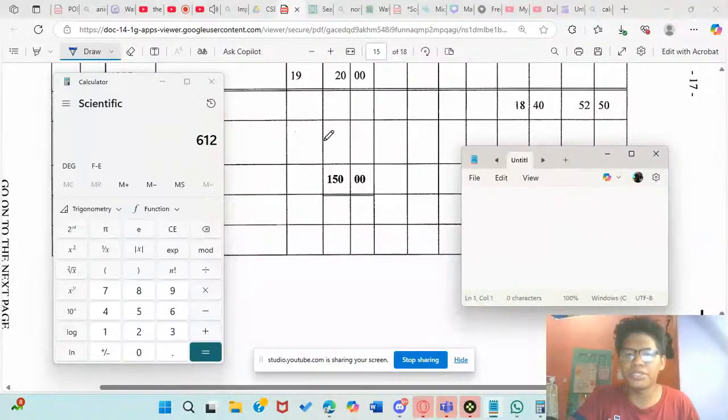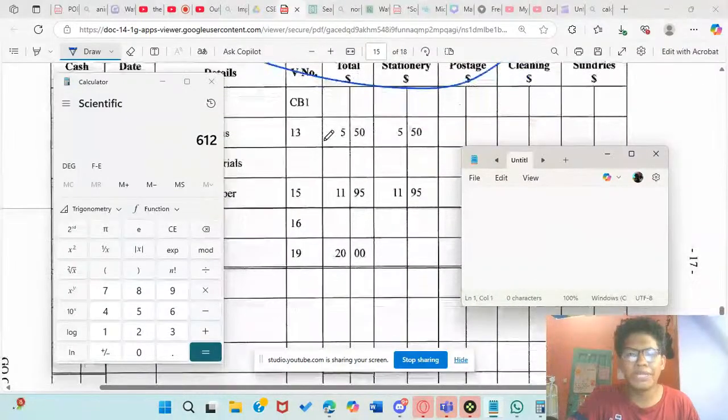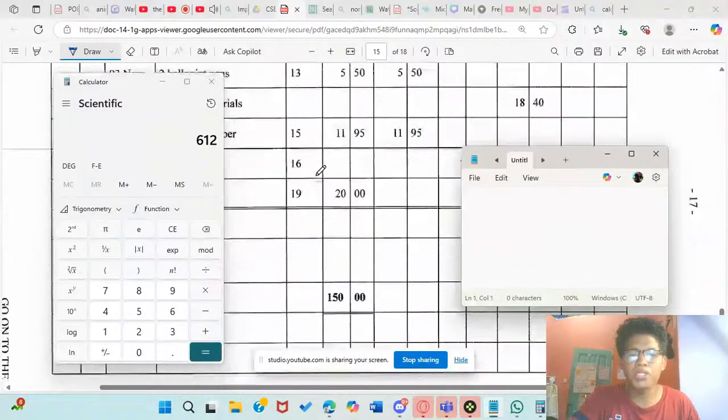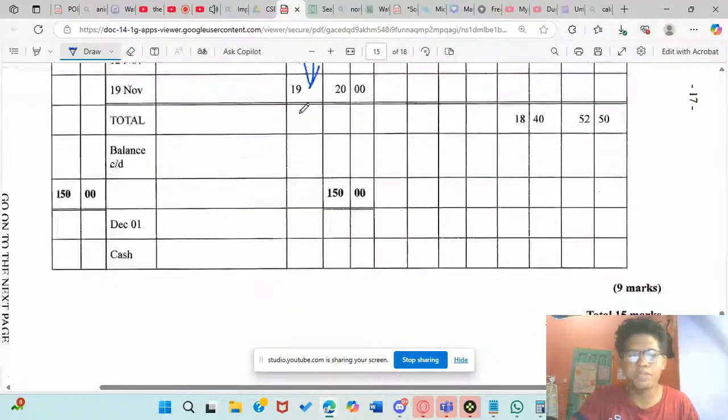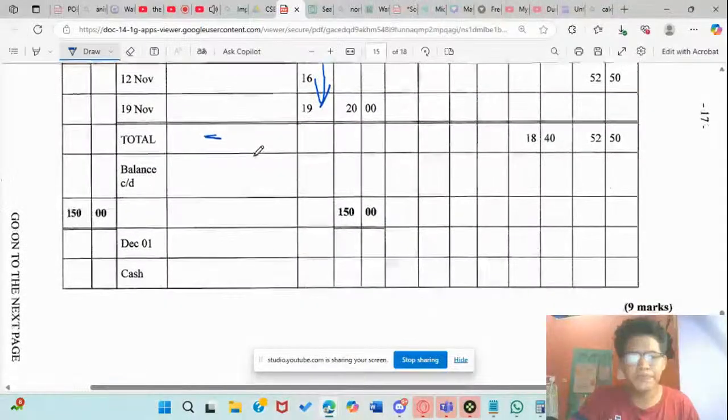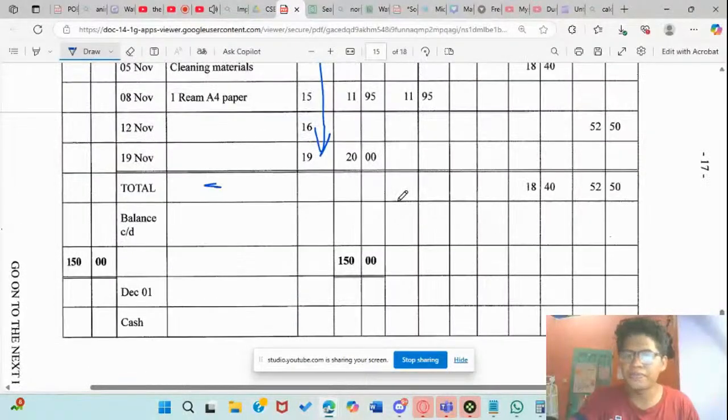Let's create a new thing for this. So we have CBI. I don't know exactly what that stands for. But the only thing we have to do, guys, is calculate all the values going down. That's all you really need to do. And then you need to tally the total right here, and then do the balance carried down. Right? It's not too difficult.